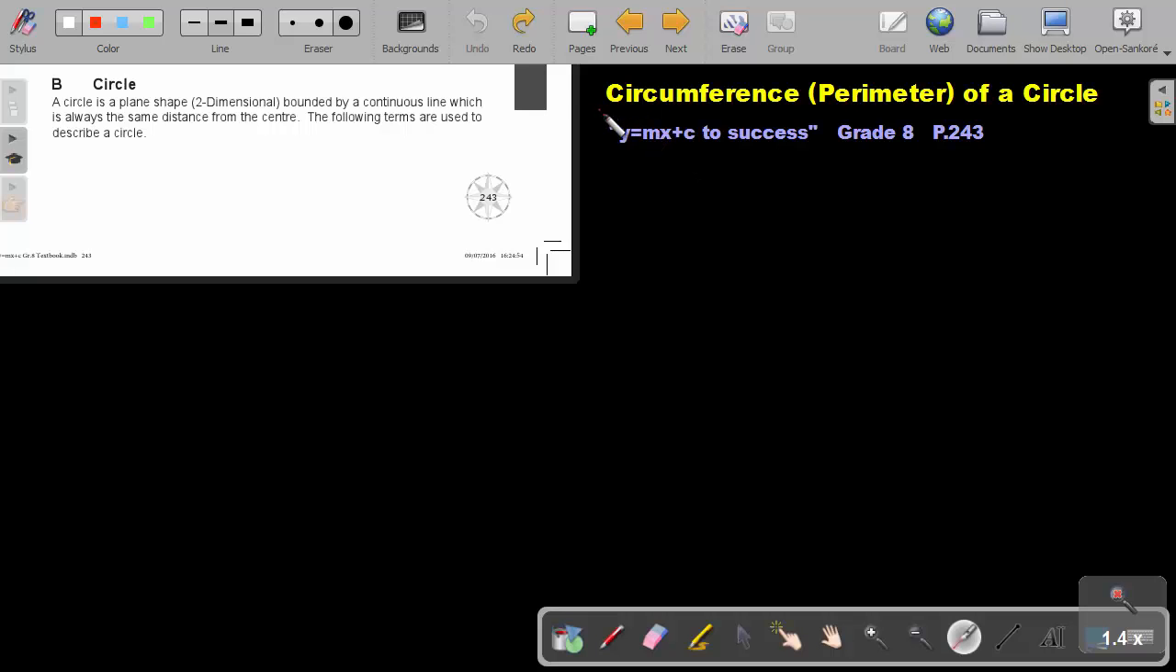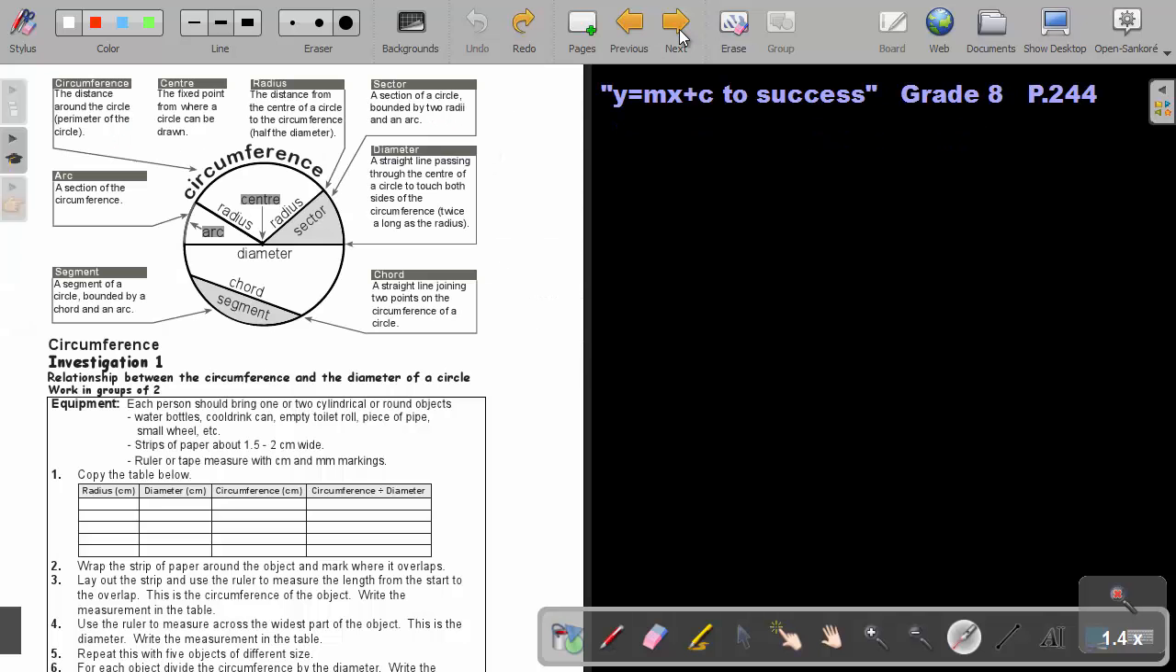Part 4. The circumference or the perimeter of a circle. You will find this on page 243 in the Namibia Mathematics Grade 8 textbook, y equals mx plus c to success. Circle. A circle is a plane shape, a two-dimensional shape, bounded by a continuous line which is always the same distance from the center. The following terms are used to describe a circle.